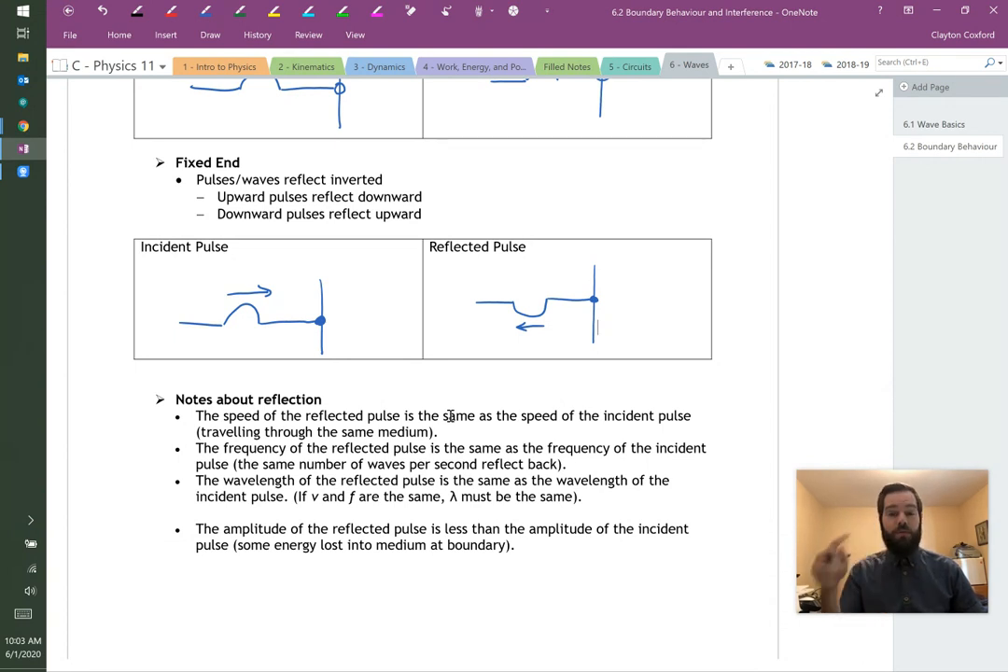But if we were to have multiple waves coming into a boundary, if we were to have 5 waves per second hitting a boundary, 5 waves per second would be reflected off that boundary. The frequency would be the same.